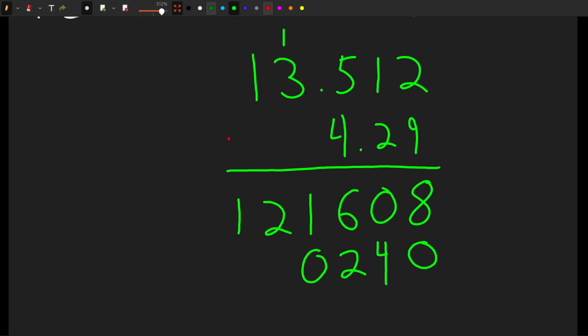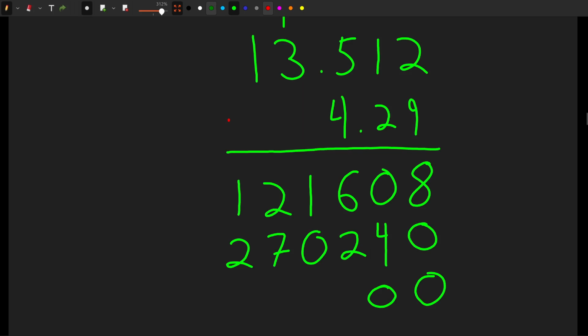3 times 2 is 6. Adding the 1 back, I get 7. 2 times 1 is 2. Okay, now I need to add 2 zeros. And now I have to take care of the 4. So 4 times 2 is 8. 4 times 1 is 4.